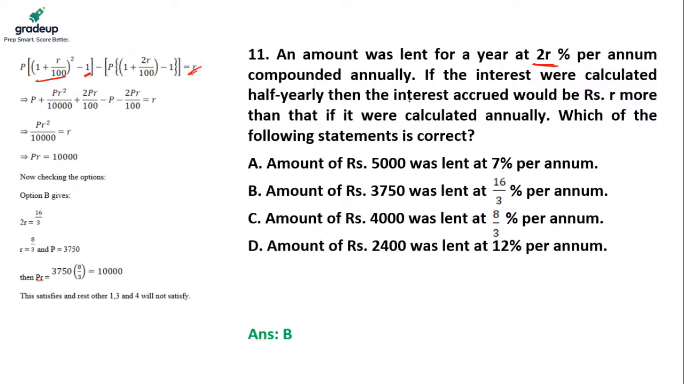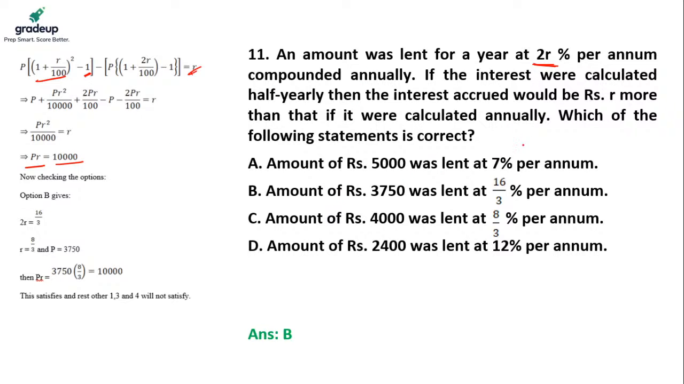What is R? R is basically the difference between the two compound interests. So minus 1 and minus 1 will get cancelled out. If you simply open the brackets, you will get P plus PR square upon 100 square plus 2PR. If you solve it, you will get PR equal to 10,000. If PR equal to 10,000, just look at the four options.